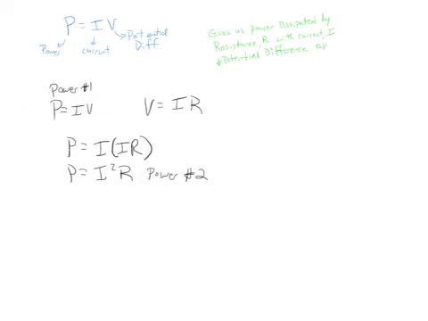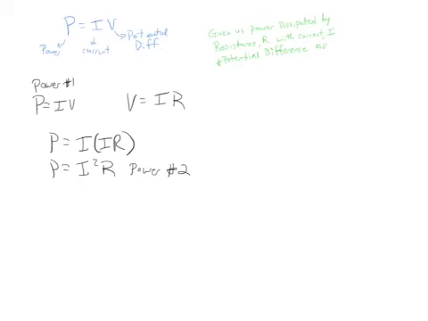Okay? So to look at the third one then, again we start with P equals IV and V equals IR. And this time let's go ahead and solve Ohm's law for current. We end up with the current is V over R. We can take that and put that into power equation 1.